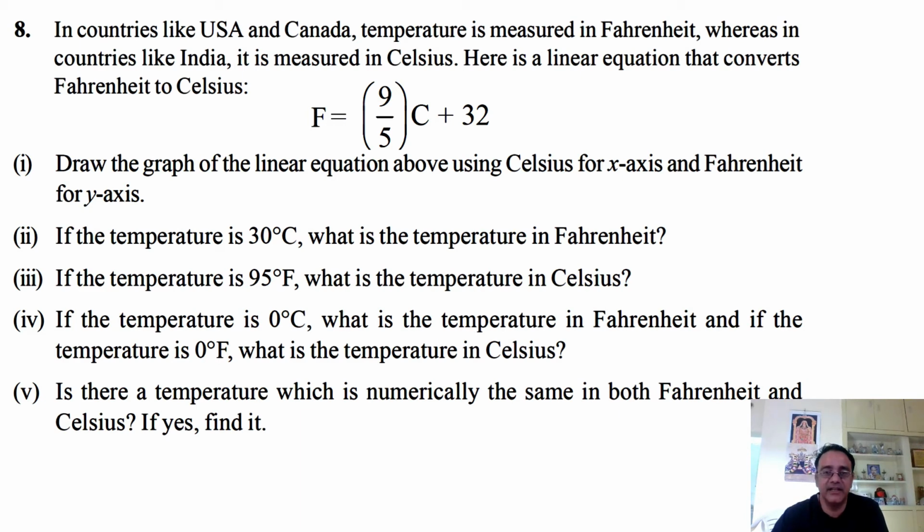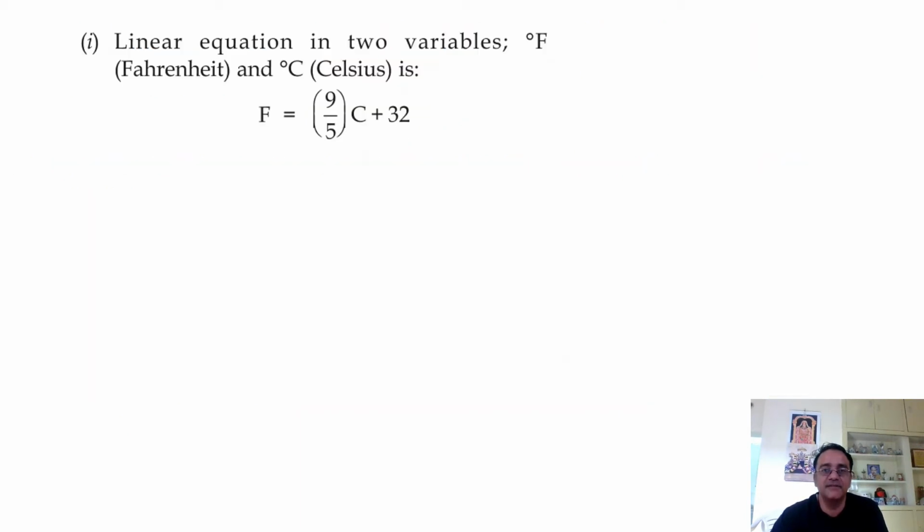Okay, graph of the linear equation. So we'll start with, this is the linear equation. What we will do, we will substitute three values of C to get corresponding three values of F. So first we'll take C is equal to 0. If you substitute 0 here, then we'll get 0, 0 into any number is 0. So 0 plus 32 is 32. So first coordinate is 0, 32.